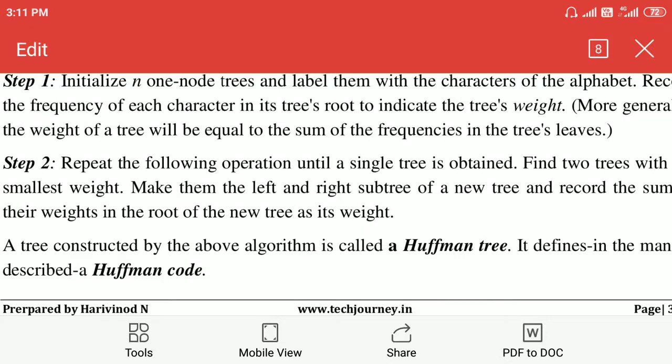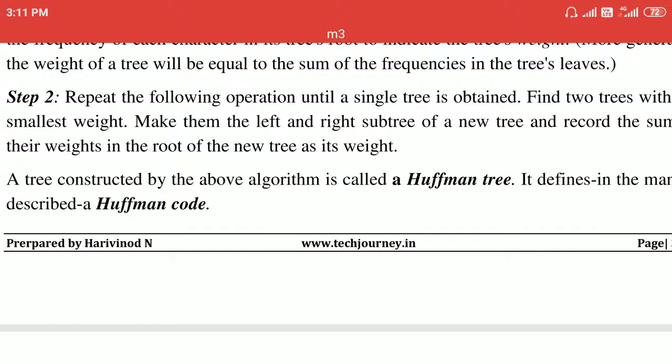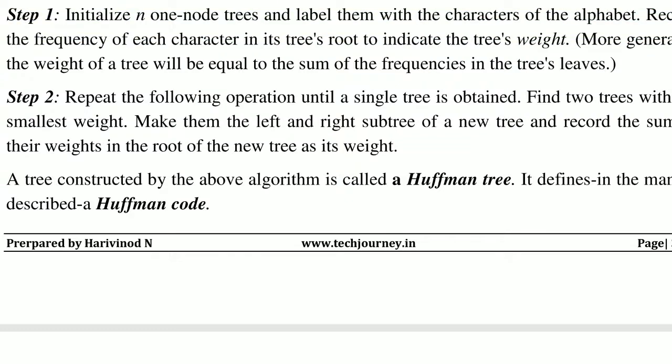In the next step, you repeat until you come up with a single node tree. So what is this step? Identify the 2 nodes with the minimum frequency, add them together and find the sum. Now these 2 will act as the left child and the right child of the newly formed node, which is the sum of these 2 nodes. The newly formed node will have the sum of these 2 node values as its weight.